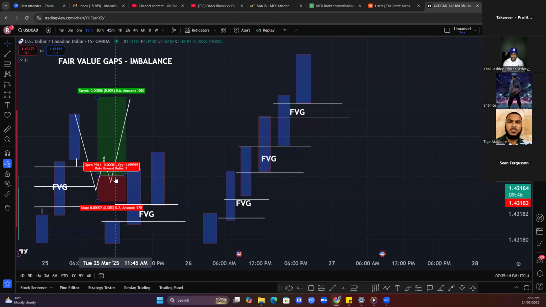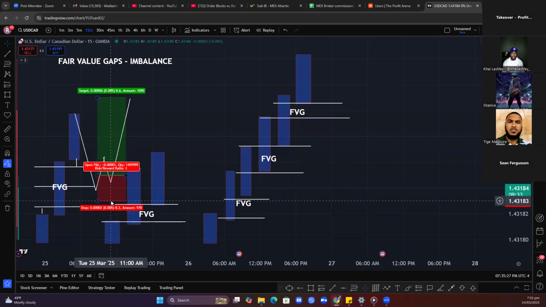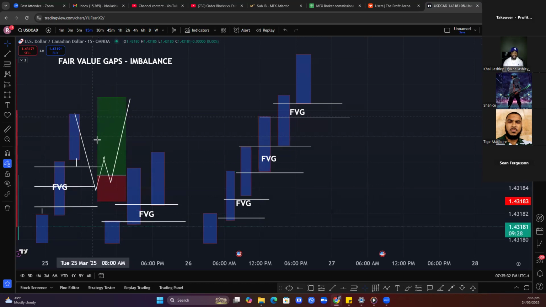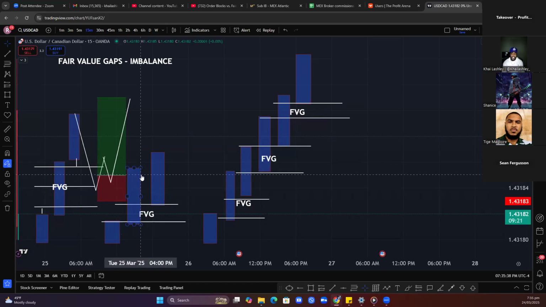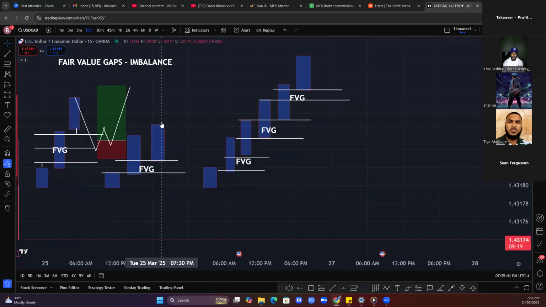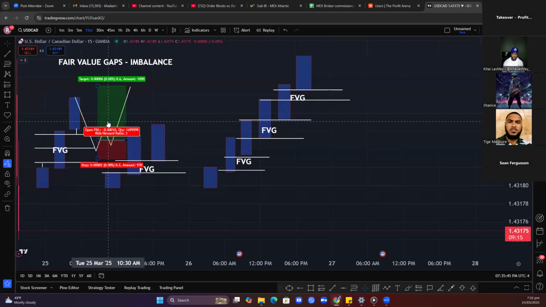So that is how, what aspect do you want me to repeat? But that is how you want to enter the market. So what you're going to do, you're waiting for price to pull back into the imbalance, and you're going to wait for a lower time frame break of structure, right? I'm going to show you guys these as well, all right? But you're going to wait for a lower time frame break of structure because it's going to increase your risk to reward ratio.